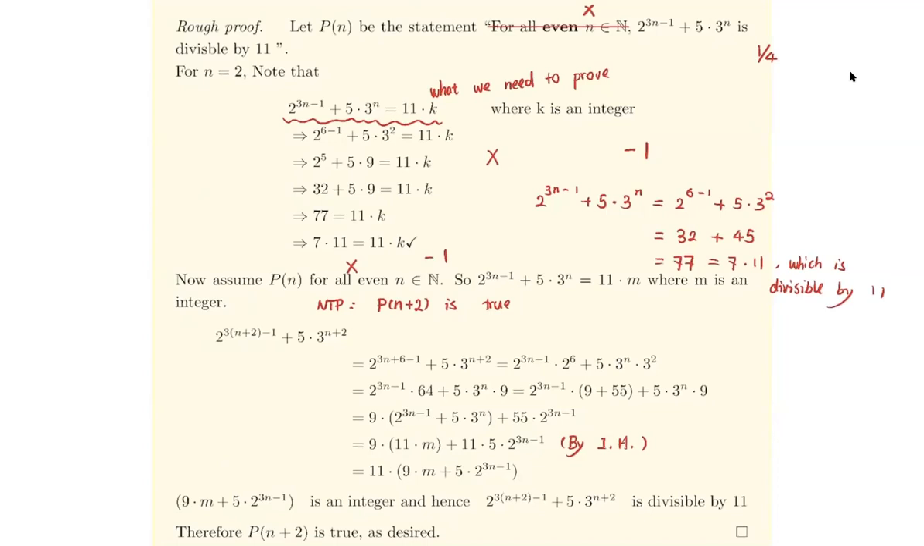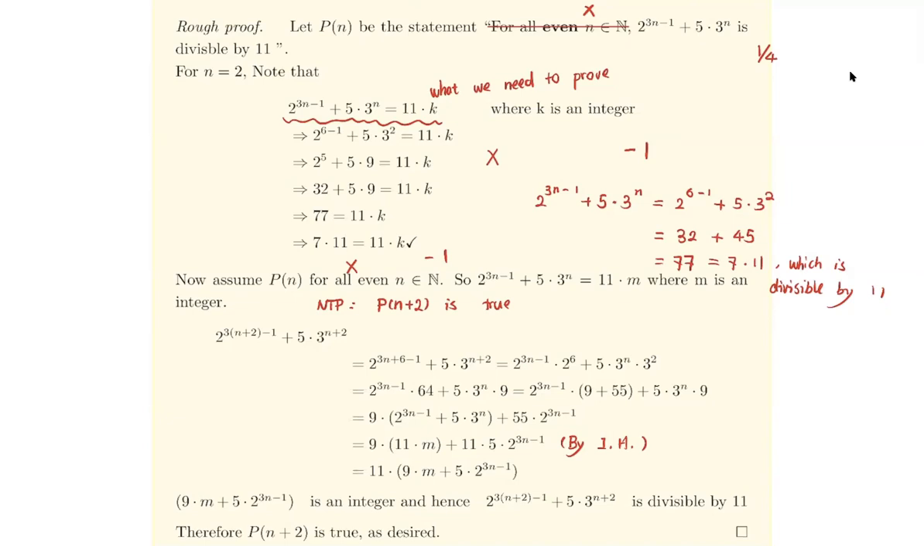Oh, are you talking about step 1 or why P(n) is wrong? Oh, again, I said P(n), you should not include this. The quantifiers should not be included in P(n) because you want to prove P(n) is true for all even natural numbers. If you leave it in, it's redundant.